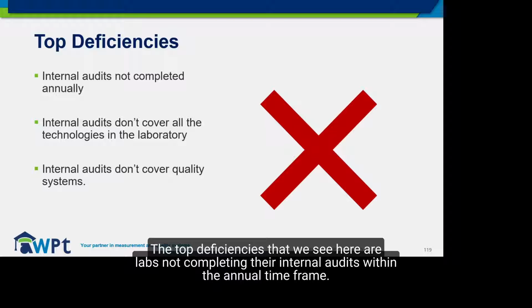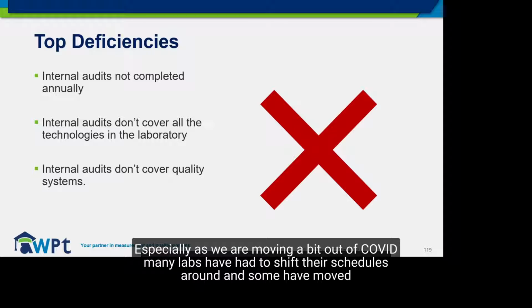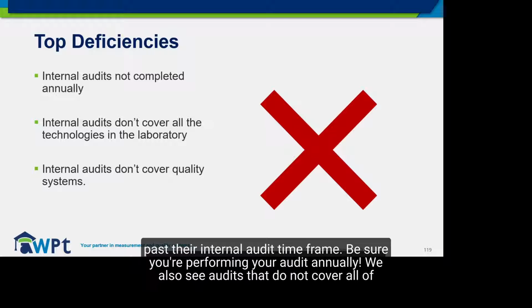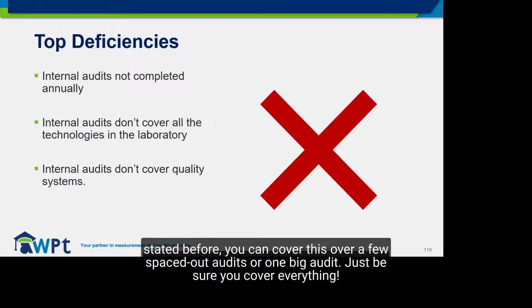The top deficiencies that we see here are labs not completing their internal audits within the annual time frame. Especially as we are moving a bit out of COVID, many labs have had to shift their schedules around, and some have moved past their internal audit time frame. Be sure you are performing your audit annually. We also see audits that do not cover all of the items that are needed. Annually, a lab will need to cover the quality systems and all of their technologies. Like we stated before, you can cover this over a few spaced out audits or one big audit. Just be sure you cover everything.